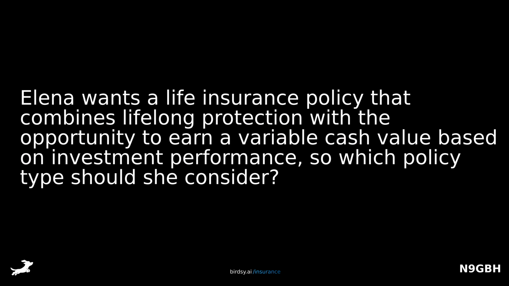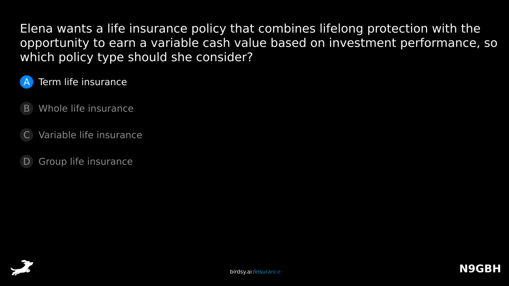Elena wants a life insurance policy that combines lifelong protection with the opportunity to earn a variable cash value based on investment performance. So which policy type should she consider? Is it A, term life insurance, B, whole life insurance, C, variable life insurance, or D, group life insurance? The correct answer is C, variable life insurance.